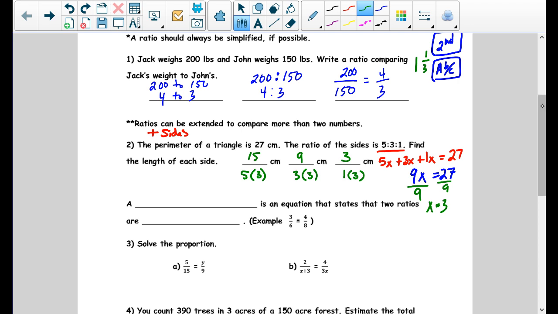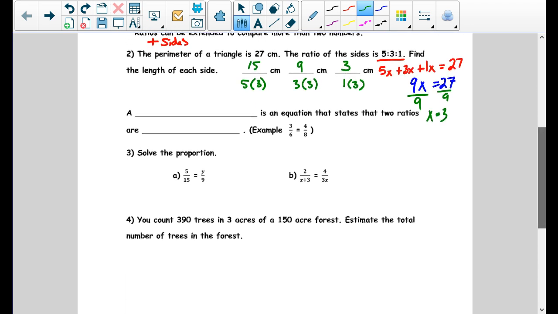So the other thing we're going to take a look at is a proportion. So a proportion, it's an equation that states that two ratios are equal.